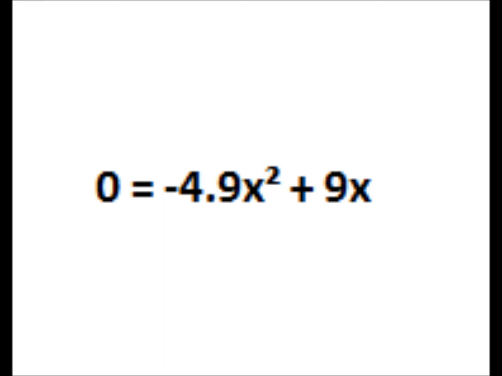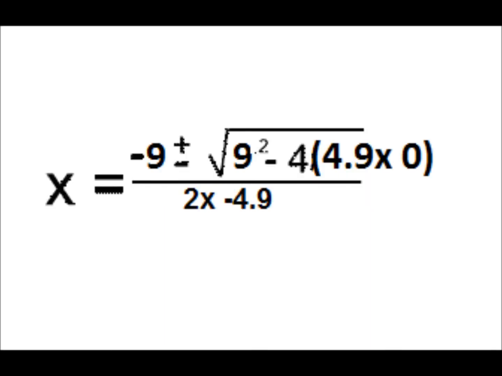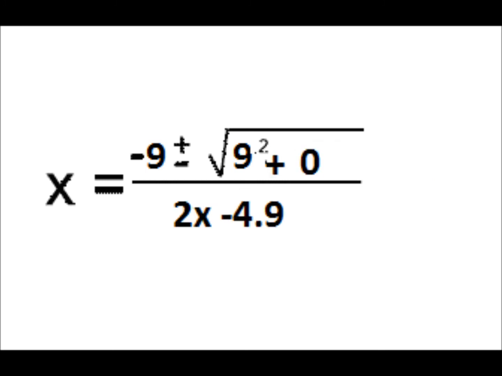Our C value will be 0. Then we plug it in the quadratic formula. First, we need to plug in all values in the quadratic formula. Then we multiply A by C, or negative 4.9 by 0, which will equal 0. Then we multiply 4 by 0, which will also equal 0. We can also already simplify 2 times A, or 2 times negative 4.9, to negative 9.8.